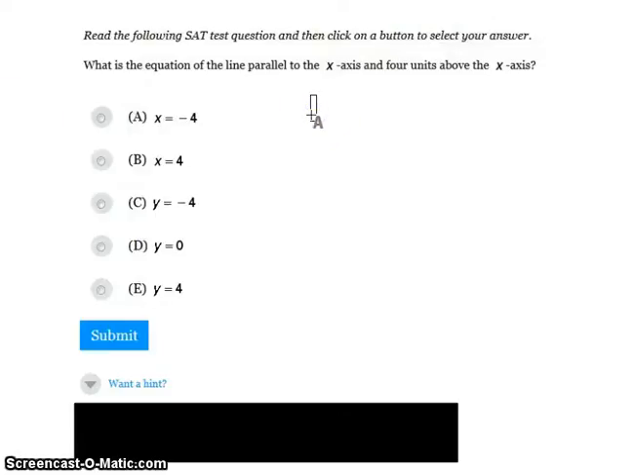Hello there, folks. Here we have the official breakfast question of the day for March 26th. And what we have here is a little coordinate geometry. So what is the equation of the line parallel to the x-axis and 4 units above the x-axis?